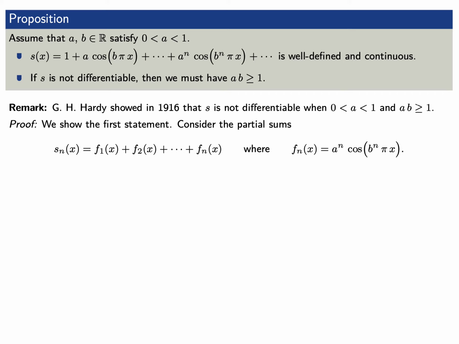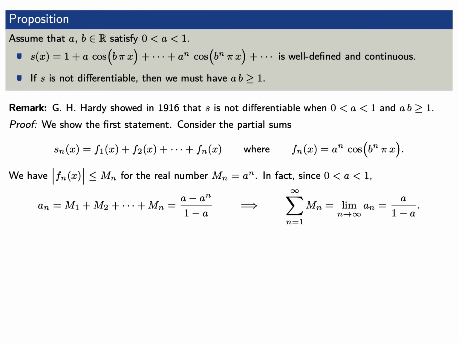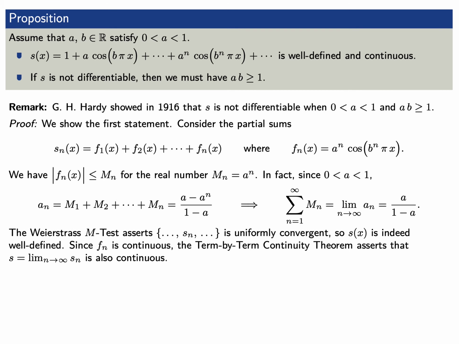We'll consider the partial sums S sub n in terms of f sub n, which is a to the n times cosine of b to the n times pi times x. We see that the absolute value of each f sub n of x is bounded by the numbers m sub n, which are equal to a to the n. And in fact, if we consider the partial sums of these m sub n's, we see that actually the sum must converge, and therefore we can use the Weierstrass M test to see that our sequence S sub n must be a uniformly convergent sequence of functions.